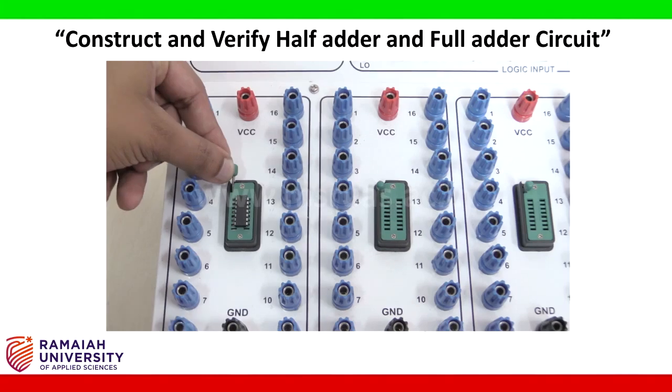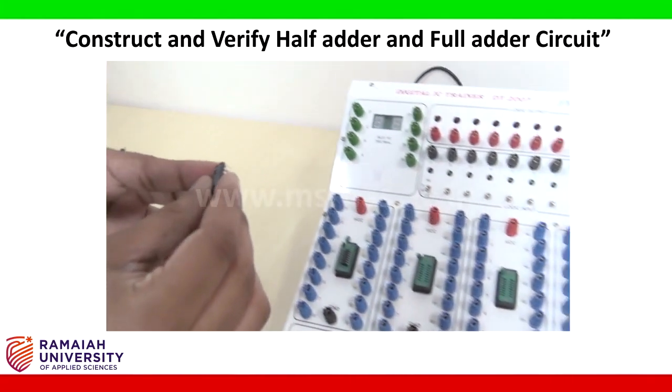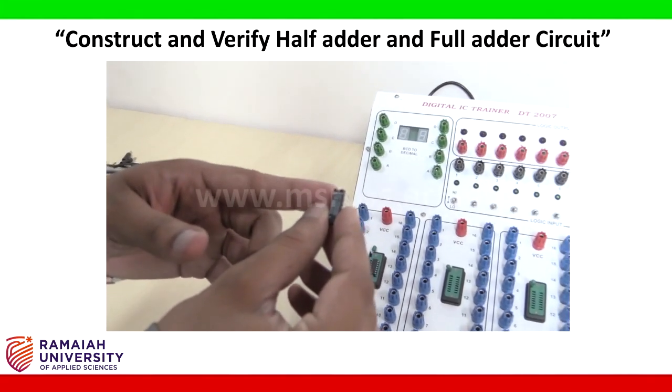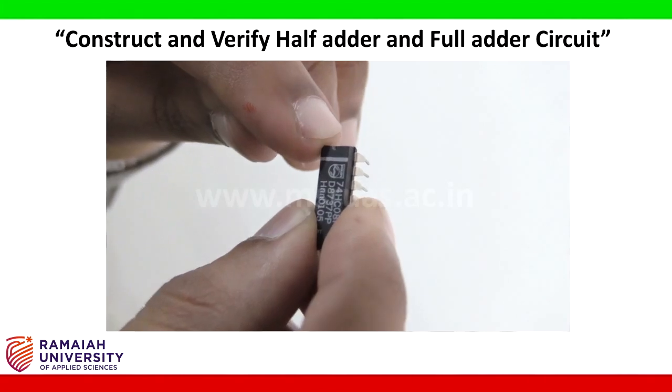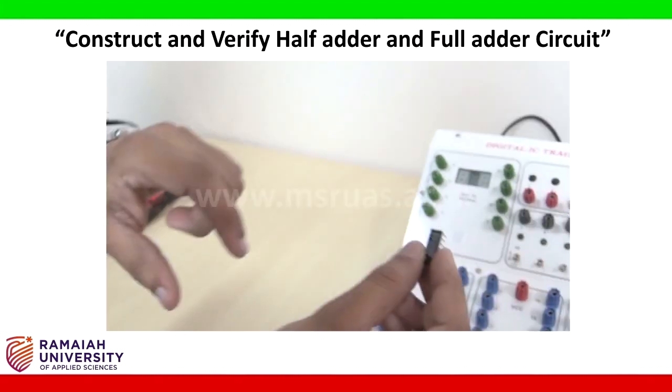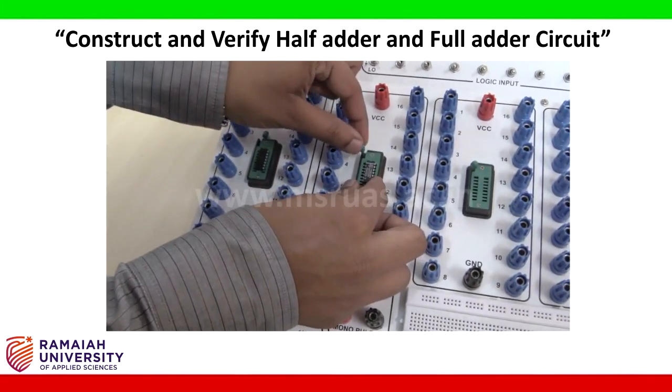and close the lever. Now we will take 7408 IC and make sure while placing the IC into the IC base, the notch of this IC should be in upward direction, and place this IC into the IC base and close the lever.